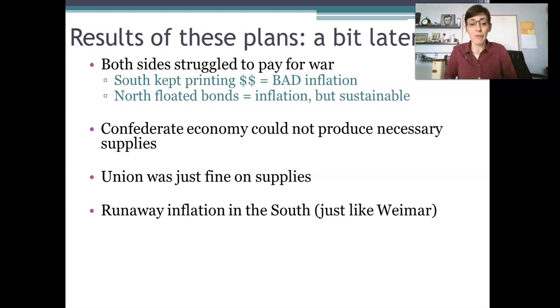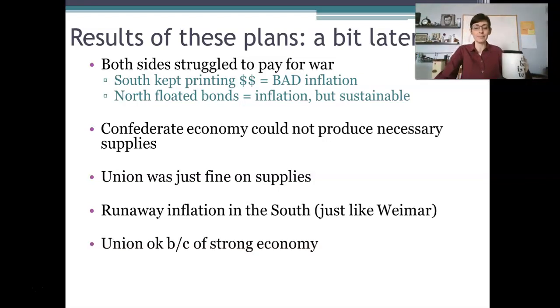I make a reference to Weimar Republic, Weimar Germany. That was the government in power just before Hitler took over, and they had hyperinflation problems as well. It's one of the reasons why Hitler was able to step in and so seemingly easily take power.